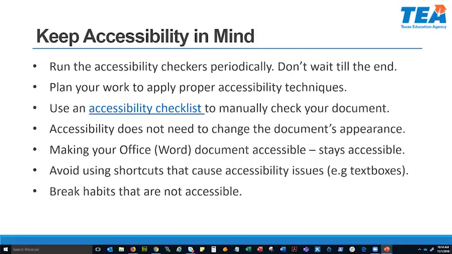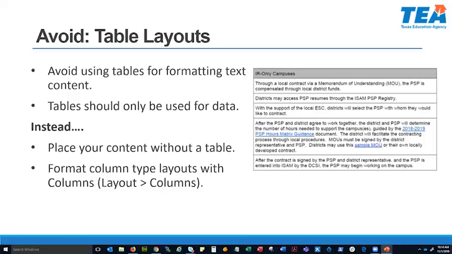And also, the one that probably is going to be the hardest to implement is breaking bad habits that are not accessible. And I'll talk about some of those right now. One of them is table layouts. A lot of times people put text or information in tables that doesn't need to be in tables. So you don't want to put tables in a document if it's not related to data. Just keep in mind that tables should only be used for data sets and not for layouts.